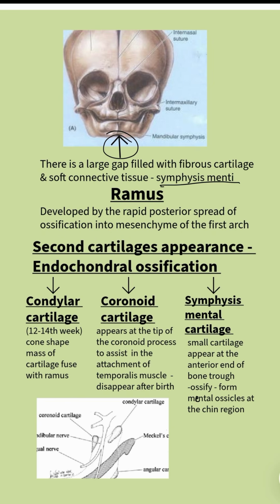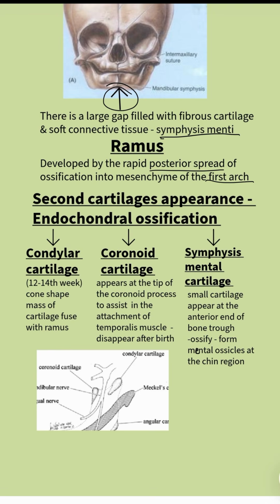Up until this point, the bone of the mandibular body has been growing right alongside Meckel's cartilage, using it like a ruler. But when it's time to form the ramus, bone growth spreads backward and upward into the surrounding mesenchyme. So the ramus develops by the rapid posterior spread of ossification into the mesenchyme of the first arch. Secondary cartilages appear, which undergo endochondral ossification. First is the condylar cartilage, a 12 to 14 week cone-shaped mass of cartilage that fuses with the ramus.